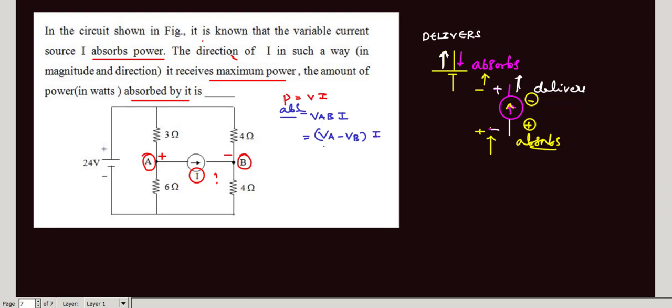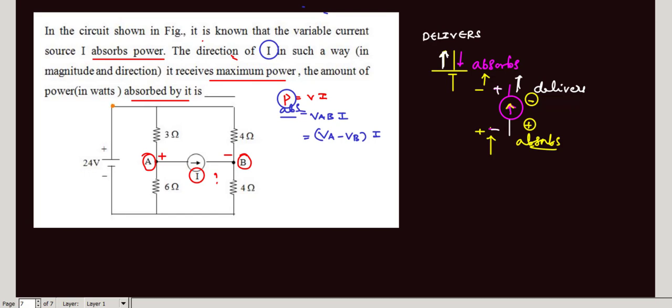So if I find VA minus VB, multiplied by I, then I get the power absorbed. But he has given that the direction of I is such that it receives maximum power. So in the question, the direction of I is such that it receives maximum power. Let's see here.